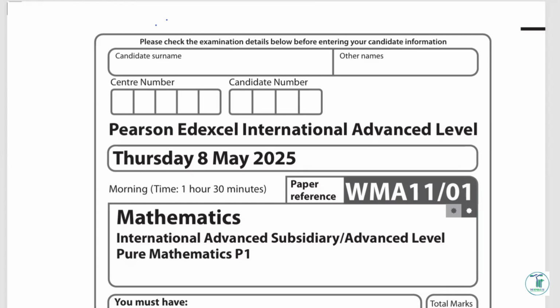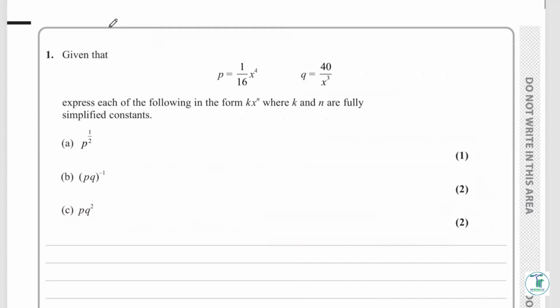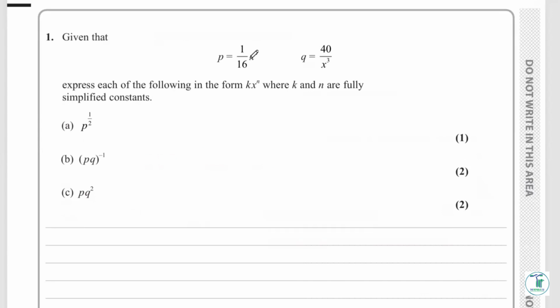Edexcel Maths paper. So the first question is that we have been given the value of P, that is 1 by 16 times x to the power of 4, and Q is 40 upon x cubed. And we just need to write them in the form of k x to the power of n, where k and n are fully simplified constants. Fully simplified constants are the key terms over here.